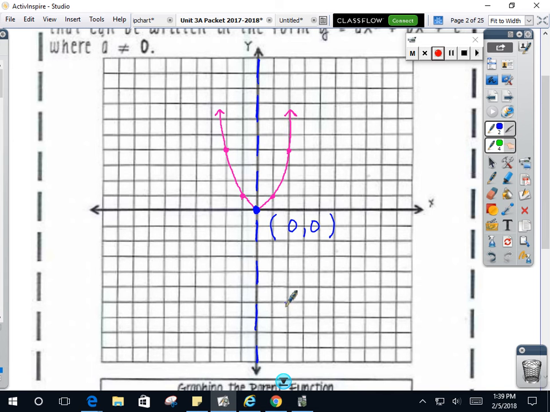Okay, they also want us to label the axis of symmetry. This is a line that cuts through the x-axis at 0. So x equals 0 would be the equation of it. Okay, because it cuts through the x-axis at 0.